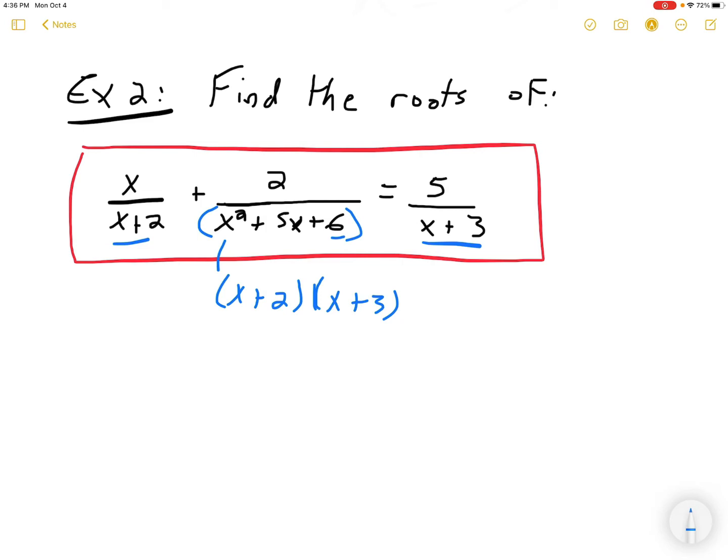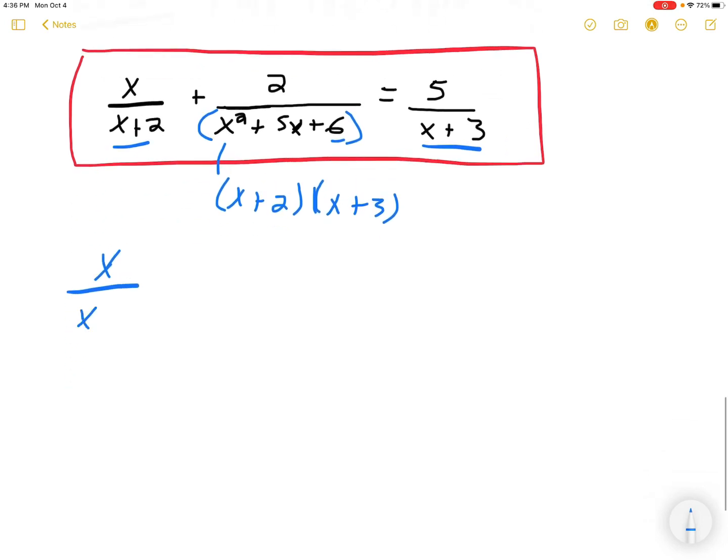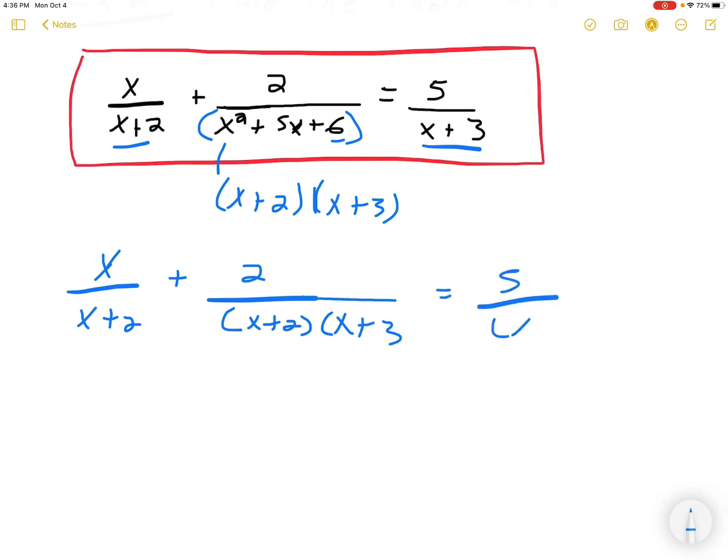So now we can rewrite this as x plus 2 over x plus 2 and then x plus 3, and I'll just extend the line over here. And then that equals 5 over x plus 3 here.